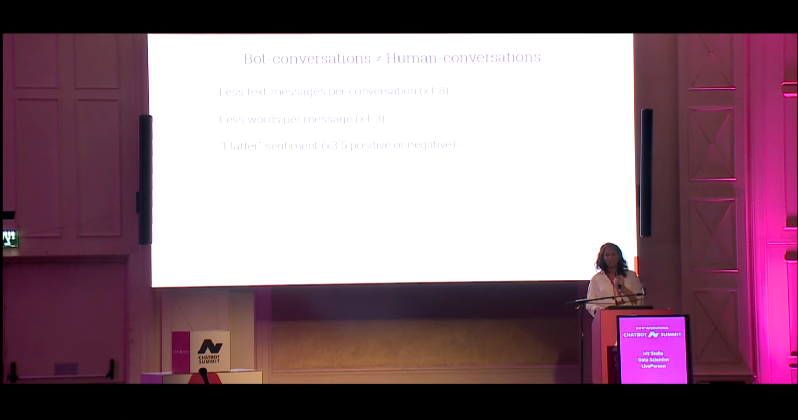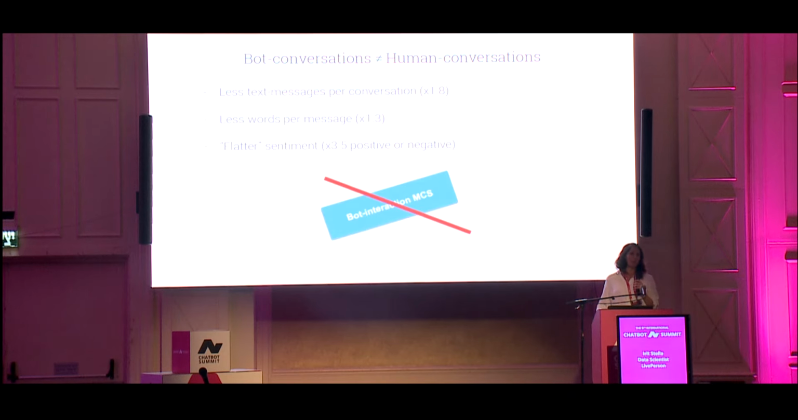So we also see that consumers write fewer text messages per conversation. This is somewhat by design because the bot often requires a click-based answer and not a textual message. But amongst the textual messages, we see that consumers tend to write fewer words, and most importantly, those words contain less sentiment. So people express themselves less emotionally when they converse with a bot compared to when they converse with a human agent. And it's for these reasons that we found we cannot use MCS for bot-consumer interaction.